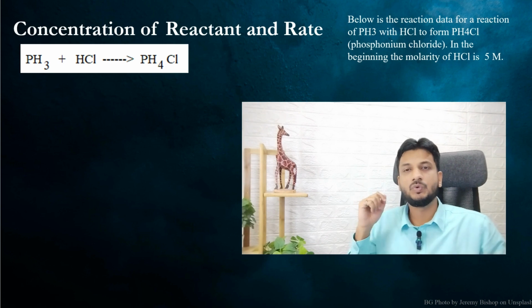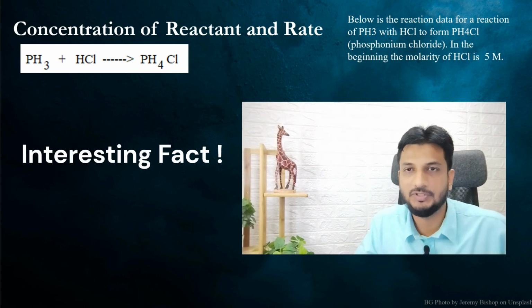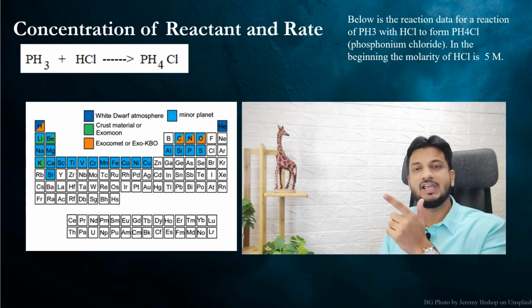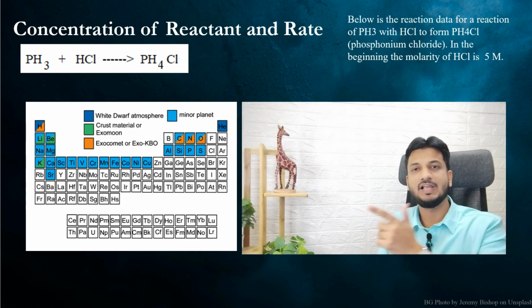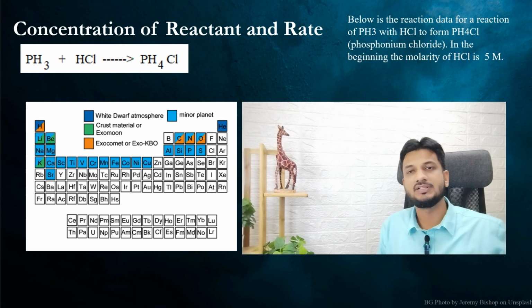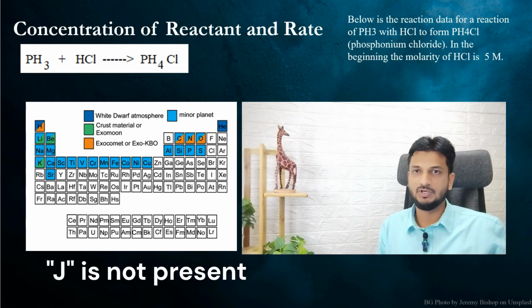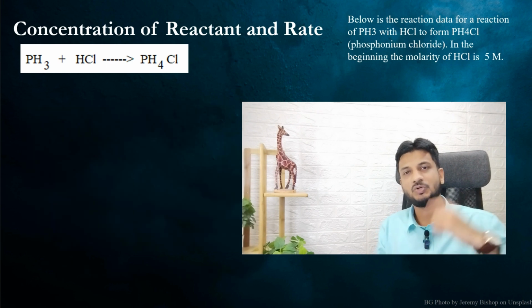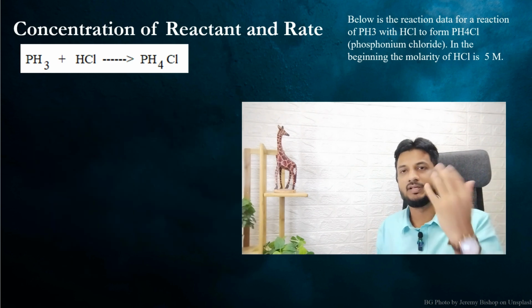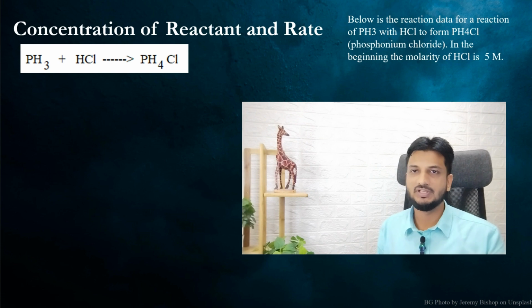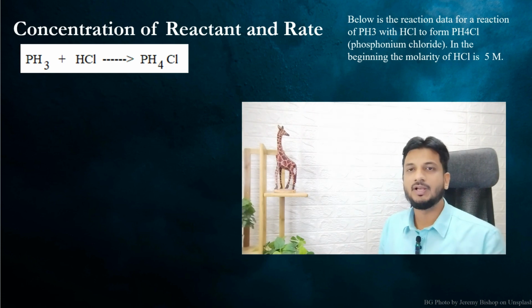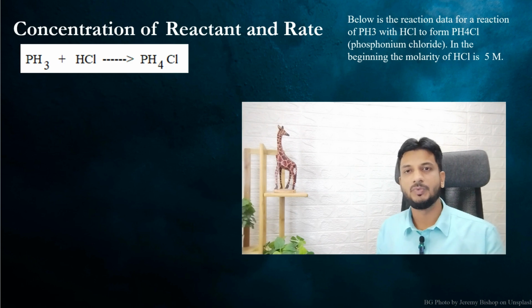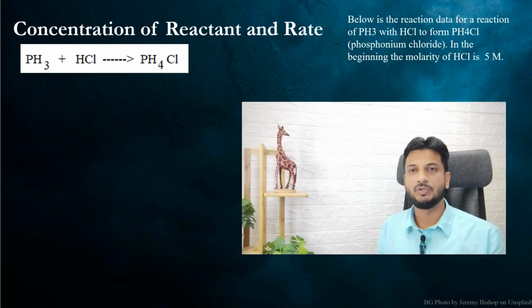Alright, and we have today's interesting fact about chemistry. J is the only English alphabet which is not present in the entire periodic table. All other English alphabets are present in the periodic table. Every video I'm going to give you one interesting fact on chemistry like this, and do let me know in the comments section if you want a specific topic to be discussed. We'll try to bring a video on that.